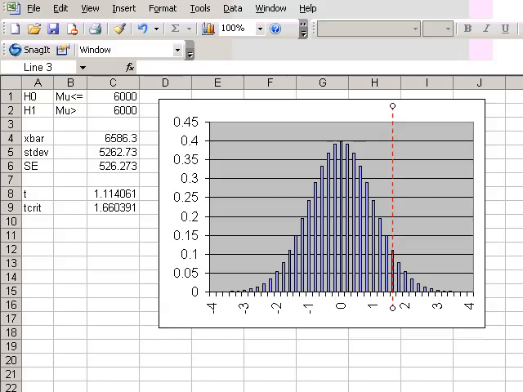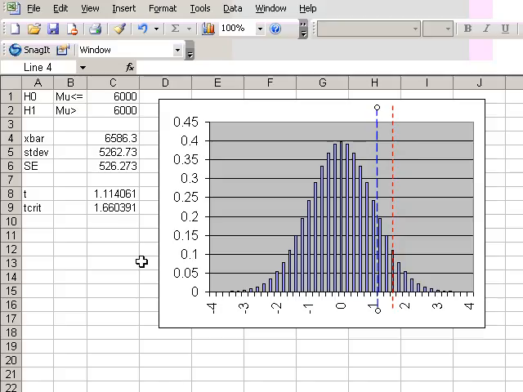Well, let's put our blue line back again where it would be approximately here, and we can see that we would not reject H0 in favor of the alternative. We would conclude that the true population mean is equal to or less than $6,000.